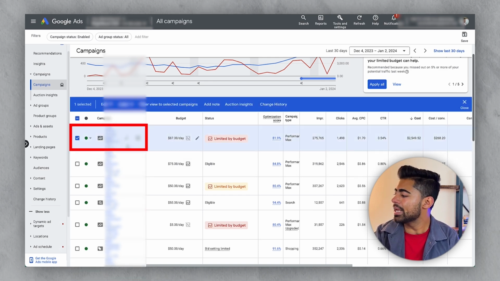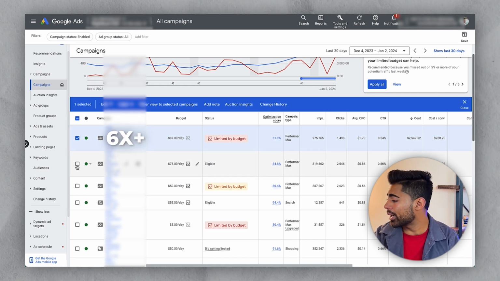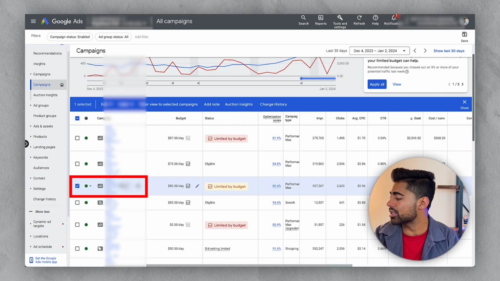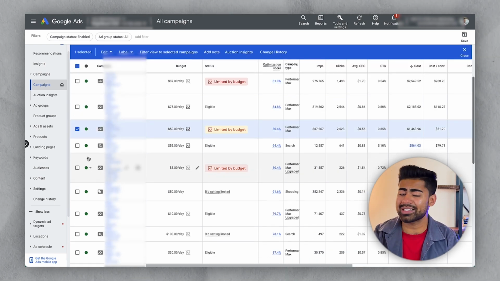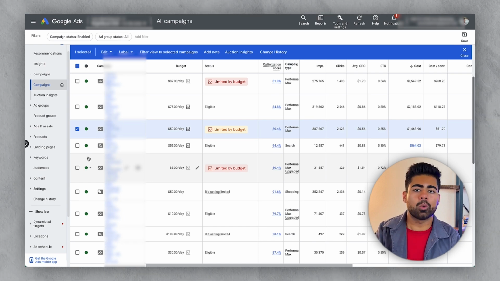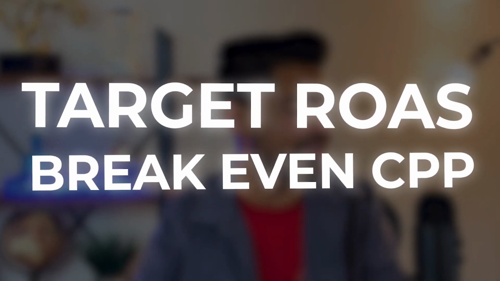This first campaign is all of the products that have a break-even ROAS of a 6x or beyond, whereas this campaign right here is all of those products with only about 20% net margins. And that's basically the kind of layout and template we have applied across all of these different campaigns right here. Now, all of these are either based on target ROAS or just break-even cost per purchase.